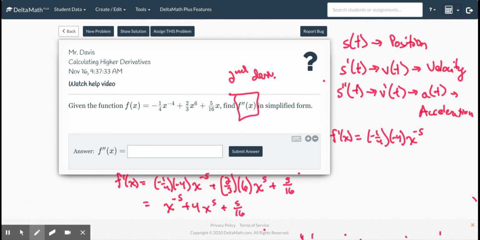So now we want to go ahead and calculate the second derivative. So we just take this and then we compute the derivative from here.